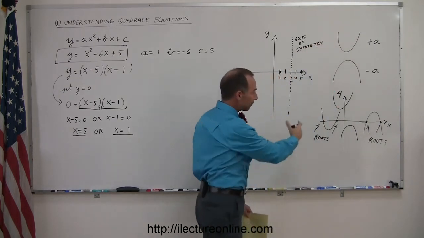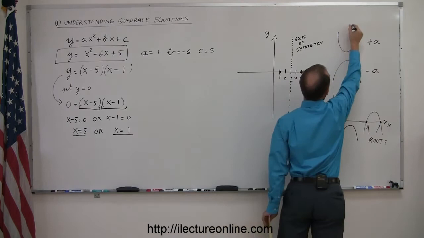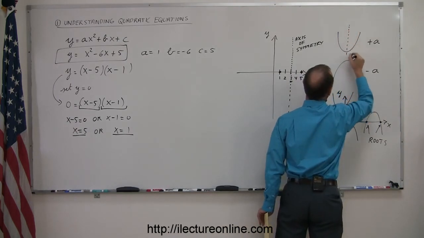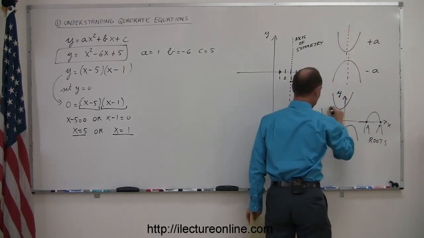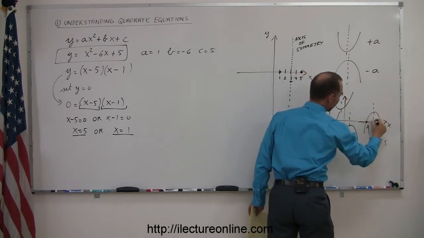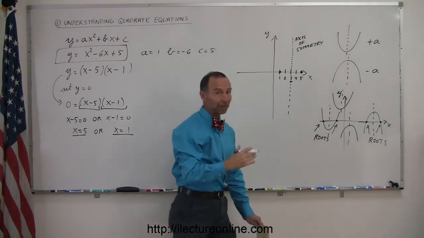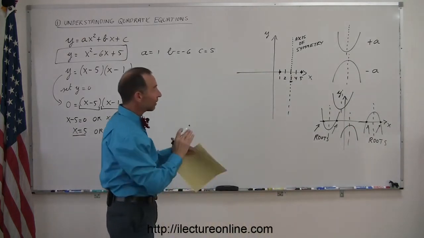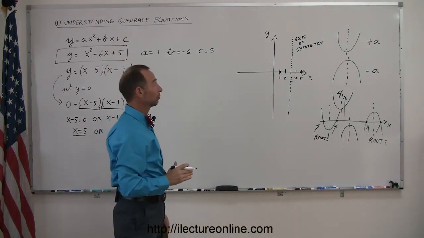And again, if you look at my examples over here, if you draw a line halfway between each pair of points, notice those dashed lines are the exact line that divides a parabola in two equal parts. Therefore, that's called the axis of symmetry.